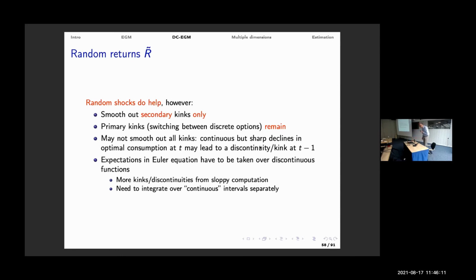Of course, the right thing would be to track where the discontinuities are and calculate the expectation by parts, doing a separate quadrature on, say, intervals or something. We have a question.